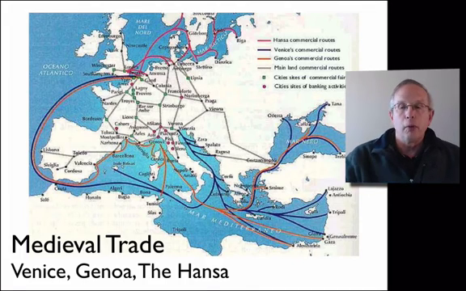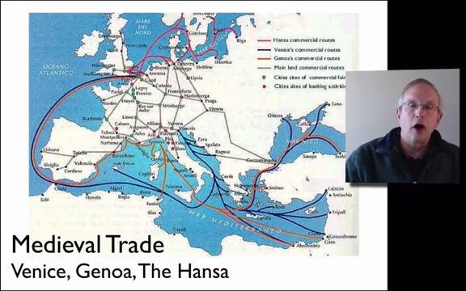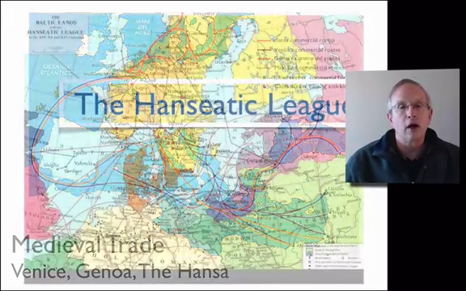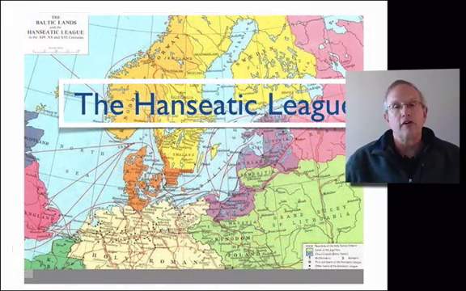But again, goods are much less expensive over water, and the cities are growing at this time. Knowledge and technology are developing and spreading around the world. There's a tremendous growth in textiles and agricultural productivity as well.